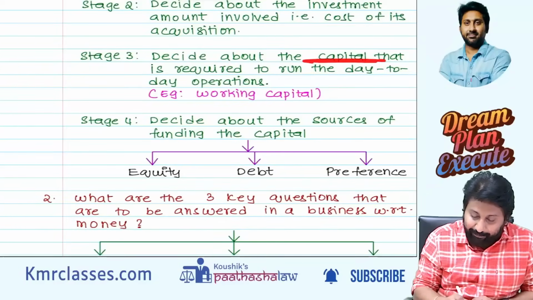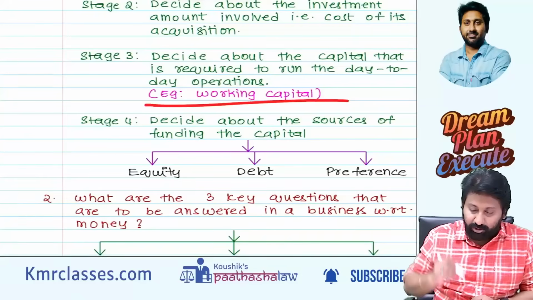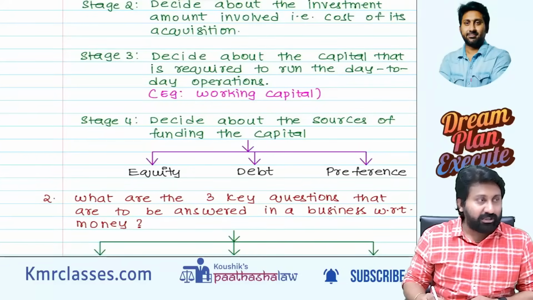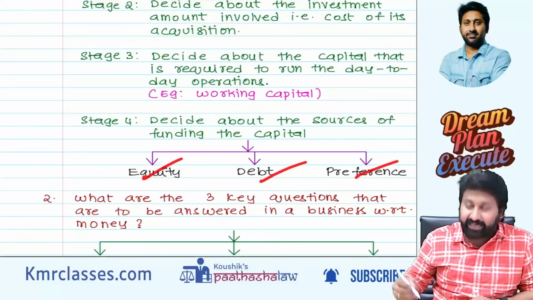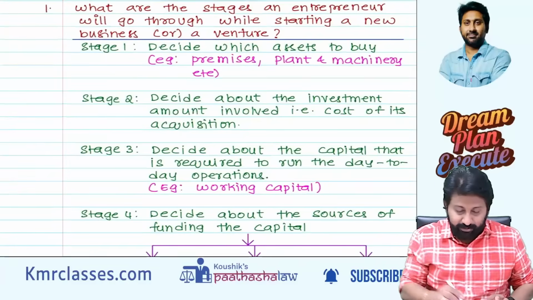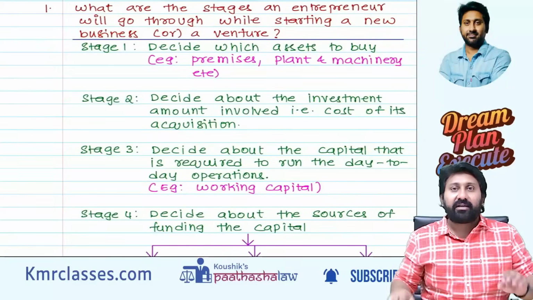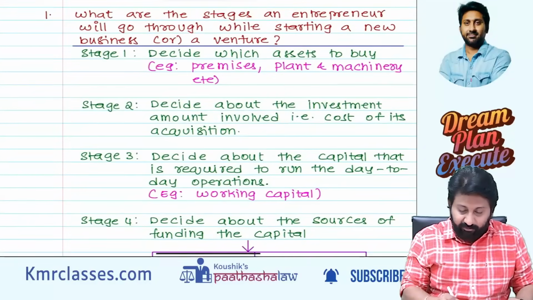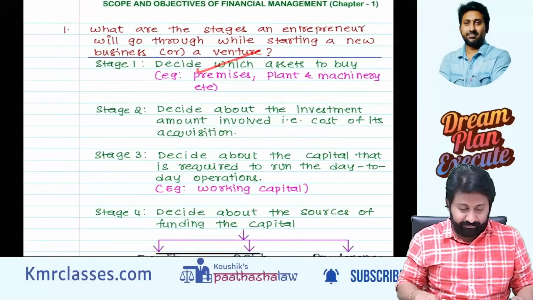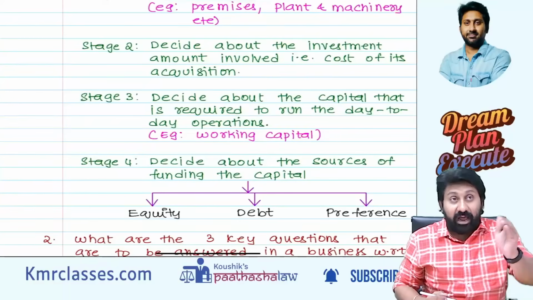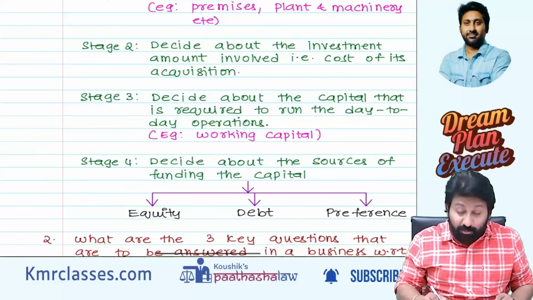Decide about the capital that is required to run the day-to-day activity, also called as what? Working capital. Decide about the sources of funding, equity, debt, preference. So first these two, next these two. Understand? Stage 1, decide what assets you wanted to buy. Okay. Second, decide about amount involved. That amount we need to get done. How much amount is involved?